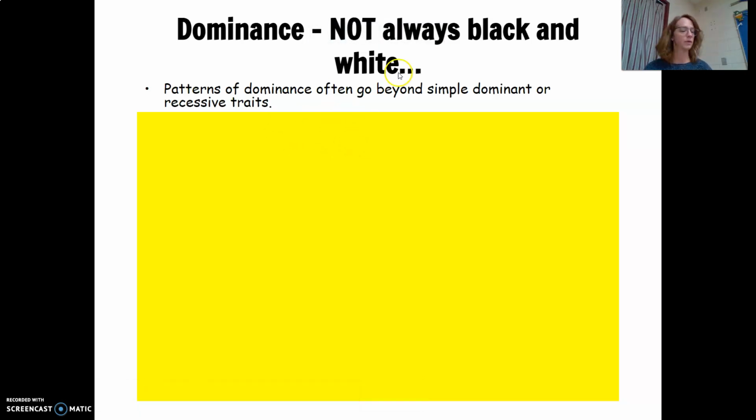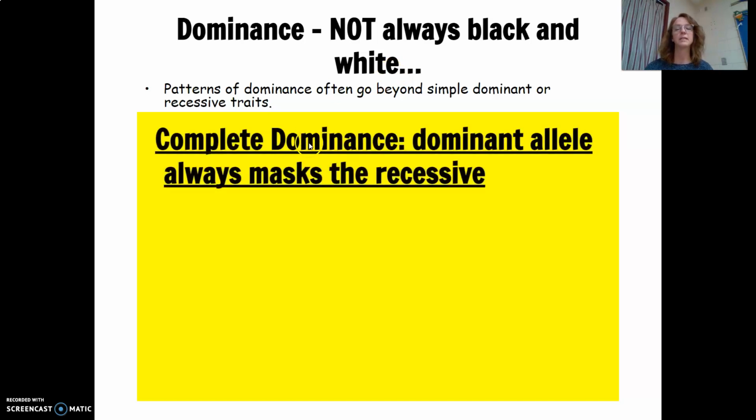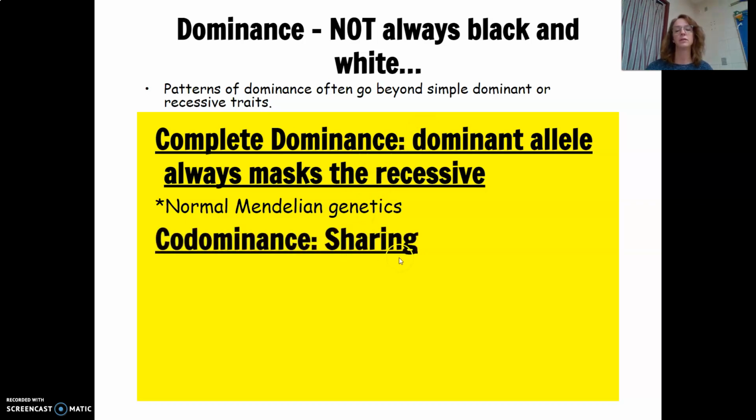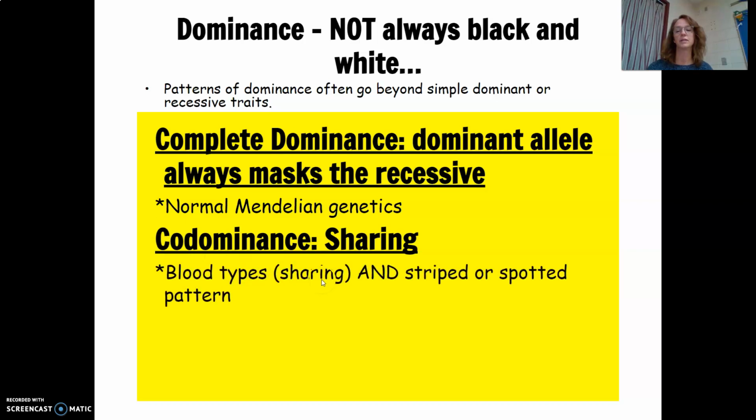So let's just review really quickly what we've learned. Complete dominance is what Mendel figured out. You have a truly dominant allele that masks or covers up the recessive trait. Codominance is blood type, and that's where they are equally powerful. So like co-presidents, everything is supposed to be the same, coexist, everybody's supposed to be equal and fair. So we see that in blood types.